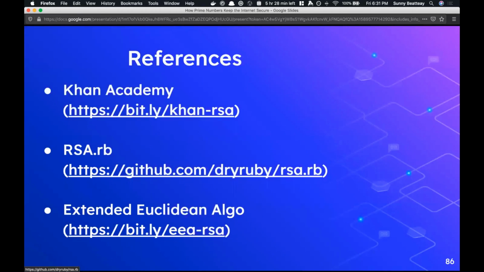Here are the references I mentioned before. If you want to dive more into the RSA protocol and learn the actual mathematics behind it, here are some good references. Khan Academy has some great videos. If you want to see RSA implemented totally in Ruby, a very robust implementation, you can check out this GitHub repo right here. And if you want to learn more about the EEA, which I kind of skipped over, but if you're a math whiz and you want to learn more about that algorithm, click that link right there.